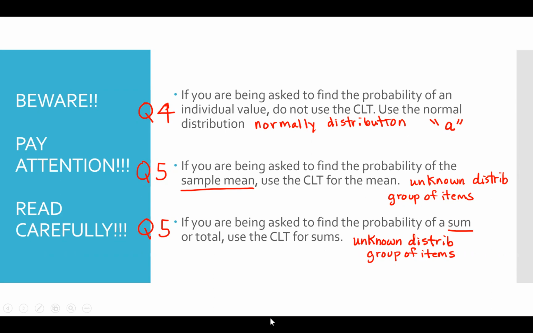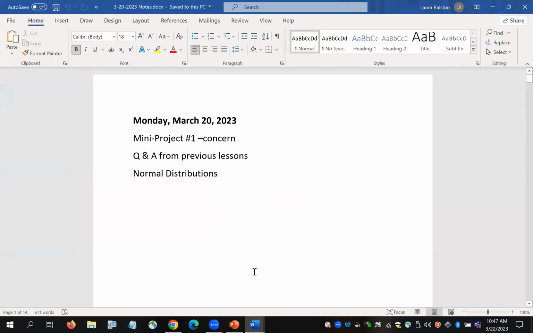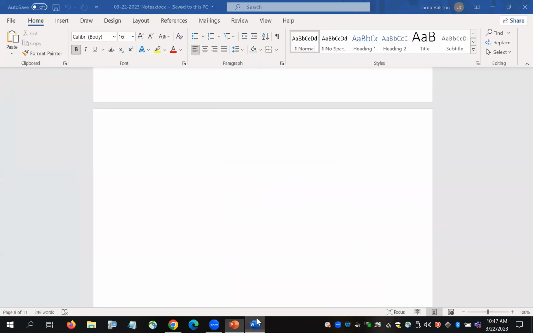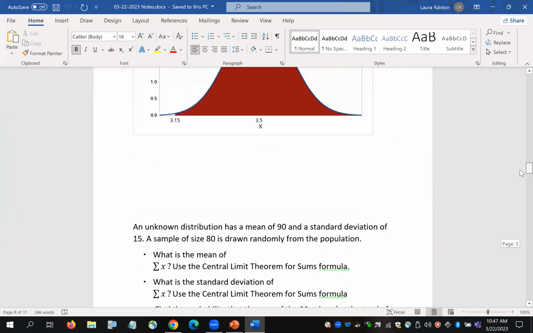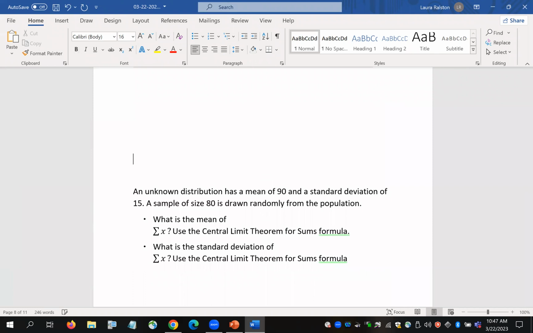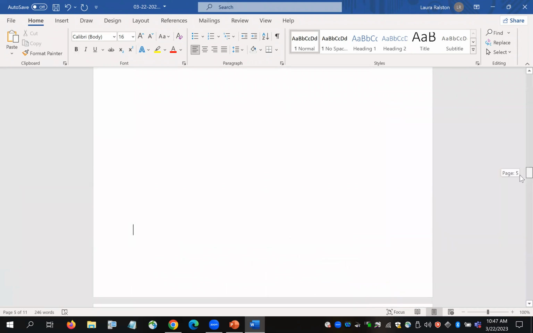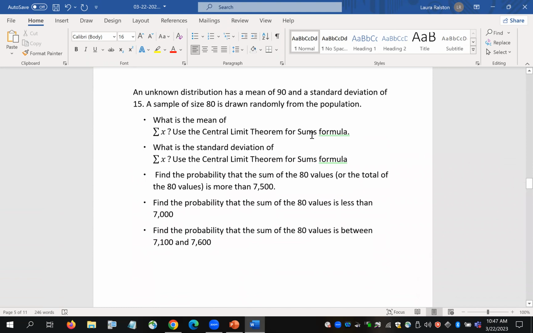So I'm going to go back over to our examples that I put on the Word document. Whoops, wrong one. So here's the example of the sums. Let's look at how these questions are worded. It says an unknown distribution has a mean of 90 and a standard deviation of 15. A sample size of 80 is drawn randomly from the population.